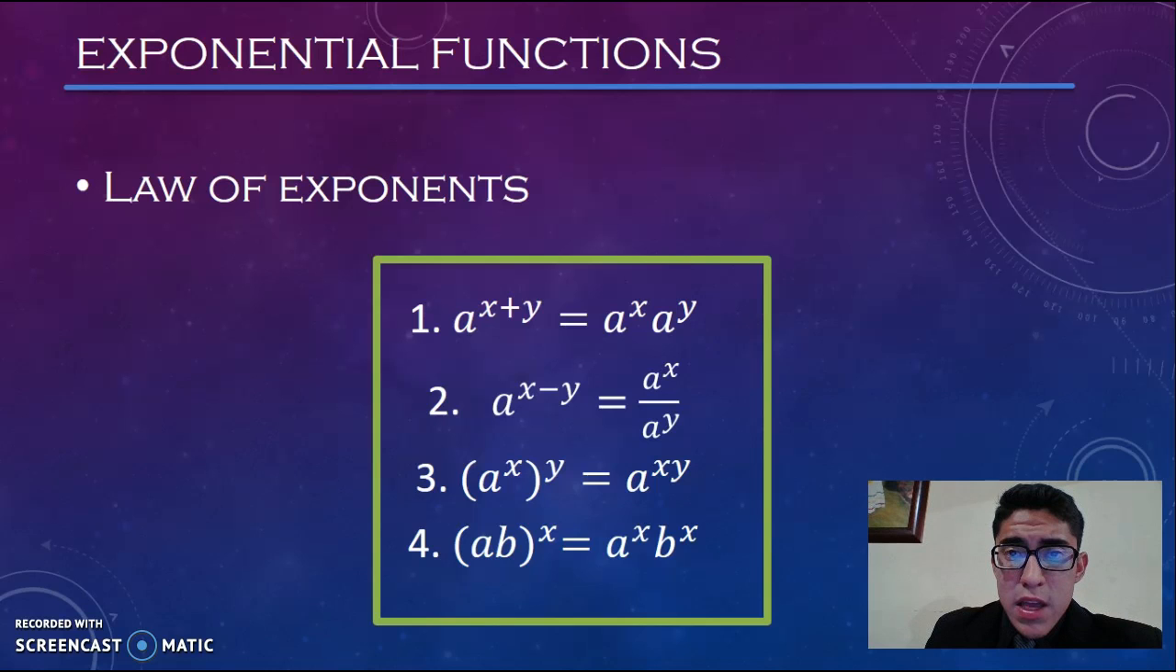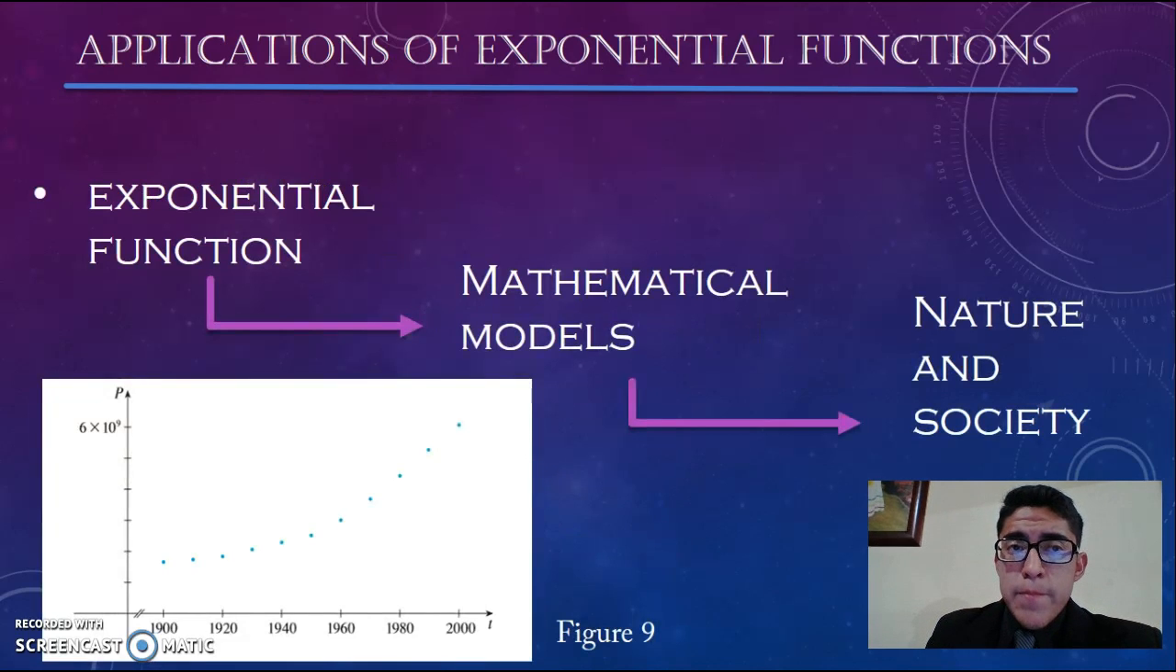And finally, the last is (ab)^x is equal to a^x times b^x. The exponential function occurs very frequently in mathematical models of nature and society, like the example in figure 9 that shows the graph of population growth.